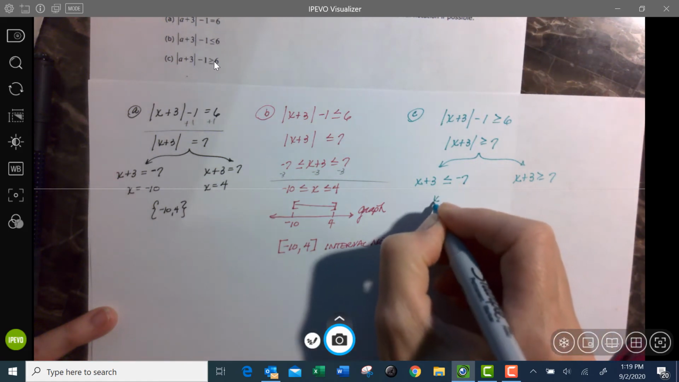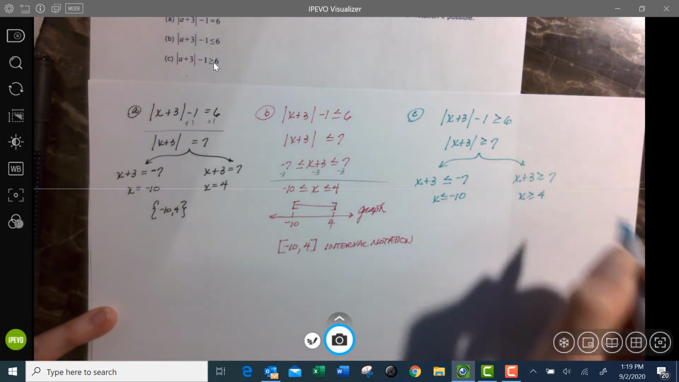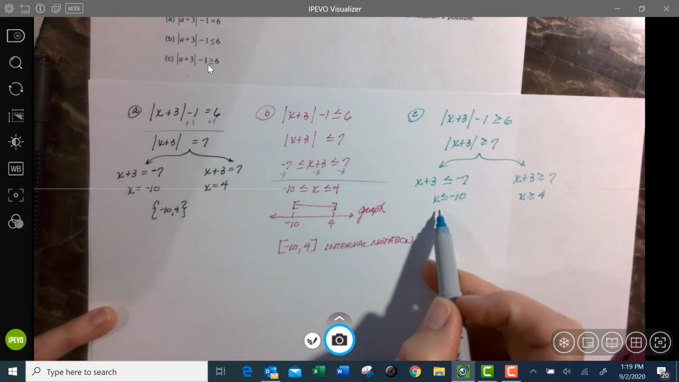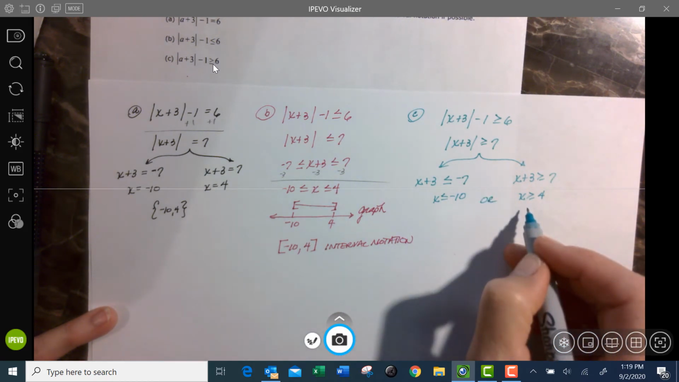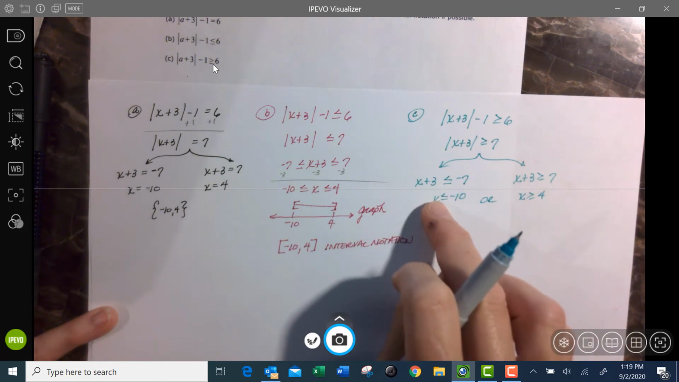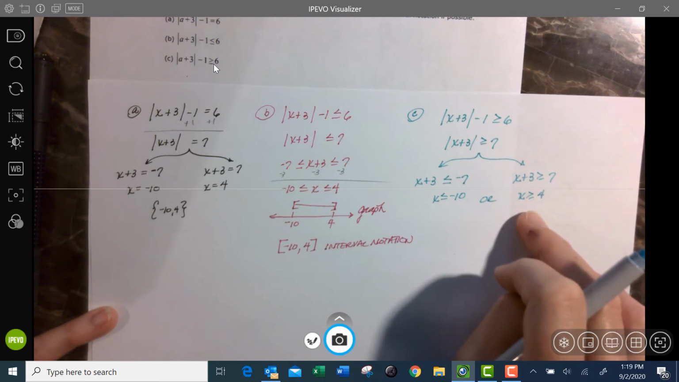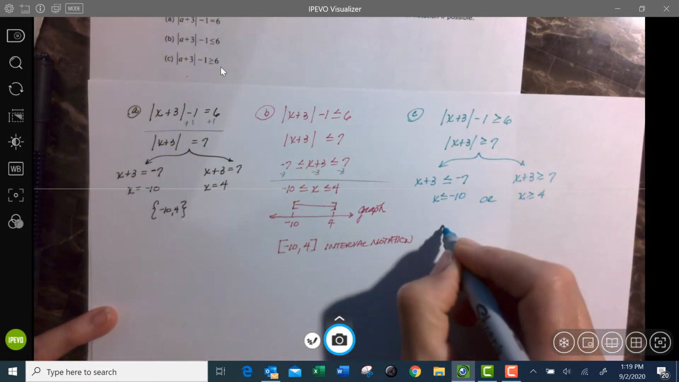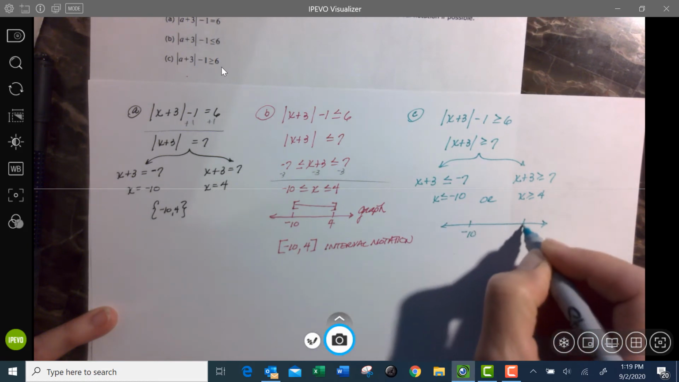So now when I solve by subtracting the 3, I get x less than or equal to -10, or x greater than or equal to 4. So there's an infinite number of solutions in the left inequality and a different set of infinite solutions in the right inequality. So let's take a look at a graphical representation of all of these solutions.